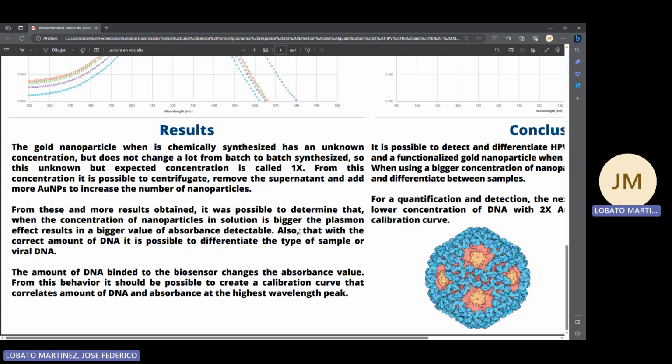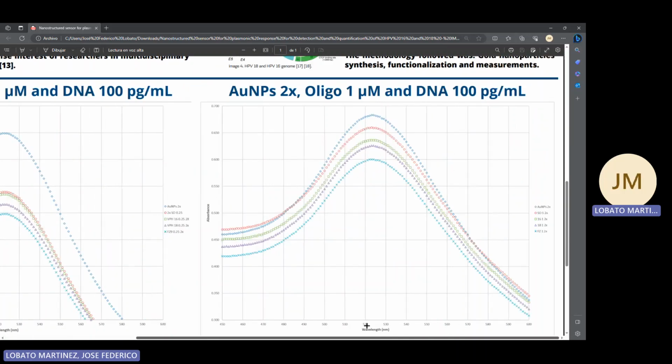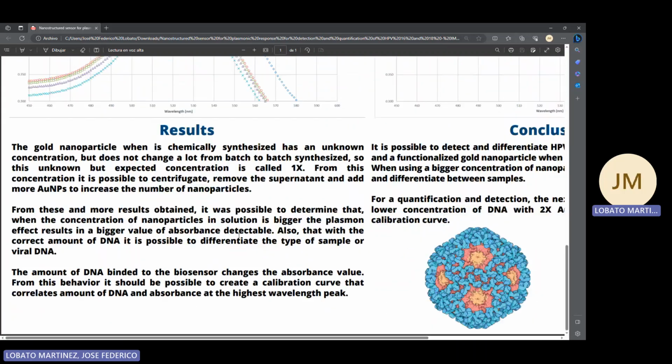Also, that with the correct amount of DNA, it is possible to differentiate the type of sample or viral DNA, as can be seen here. If you change the oligo, you get to differentiate the DNAs. The amount of DNA bound to the biosensor changes the absorbance value. From this behavior, it should be possible to create a calibration curve that correlates the amount of DNA and absorbance at the highest wavelength peak.